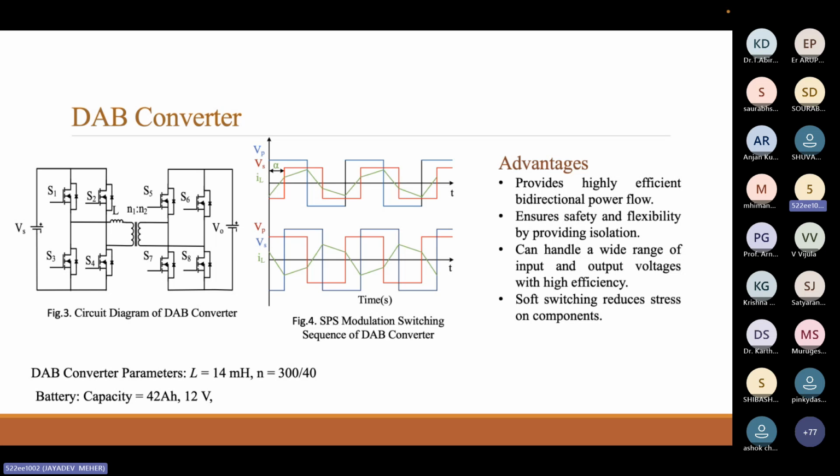In the upper figure, we see a phase shift of about alpha degrees. VP is the primary and VS is the secondary voltage. If VP is leading VS, meaning the primary voltage is leading compared to the secondary voltage, then whatever power you are giving at the primary side will be transferred to the secondary side.